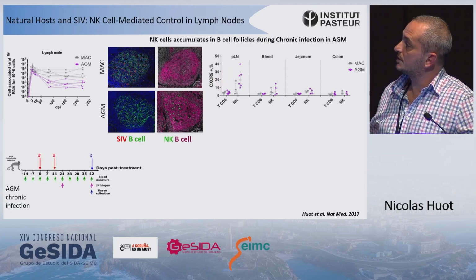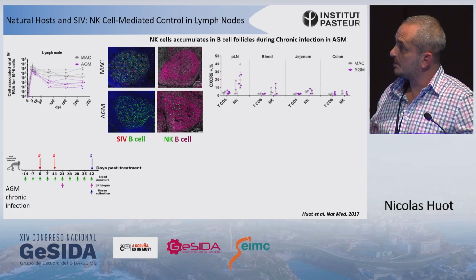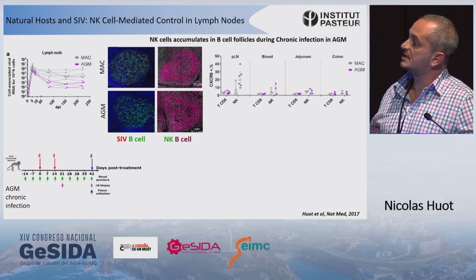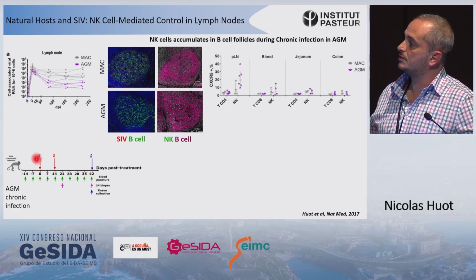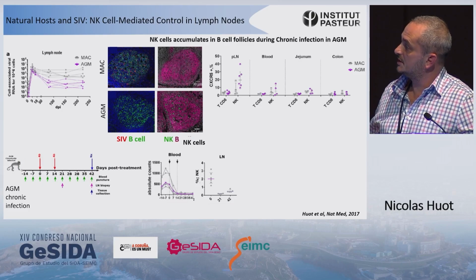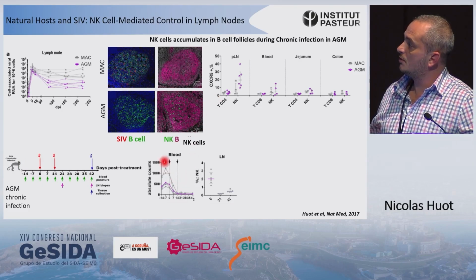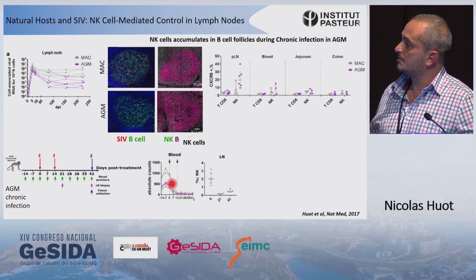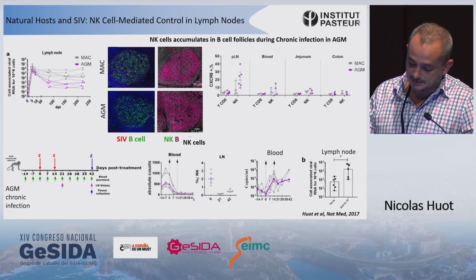So to confirm the capacity of NK cells to participate in the control of replication, we decided to deplete NK cells from the natural host by injecting anti-IL-15 antibodies. The injection of anti-IL-15 antibodies allows, in fact, a good depletion of NK cells both in blood and secondary lymphoid tissue.